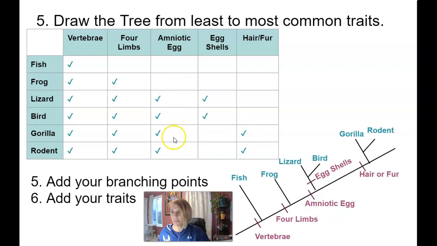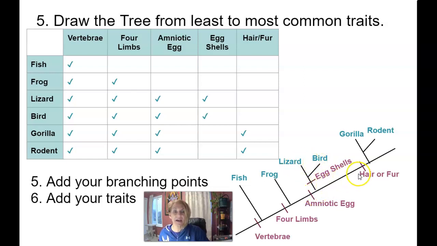The next most common was the amniotic egg. From here on, everybody has an amniotic egg, right? So this is a derived trait that is common to those organisms that come after. I branched my bird and lizard, and if I made these in reverse, that would be acceptable as well. This isn't a timeline. It's just showing relationships, right? So if I put the bird and the lizard and flip-flopped them, that would be fine too.